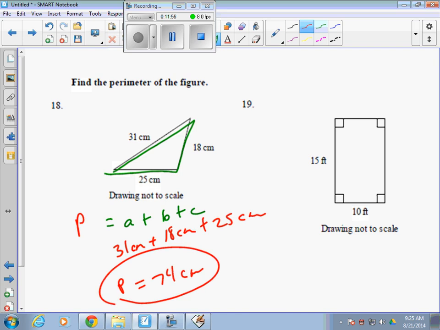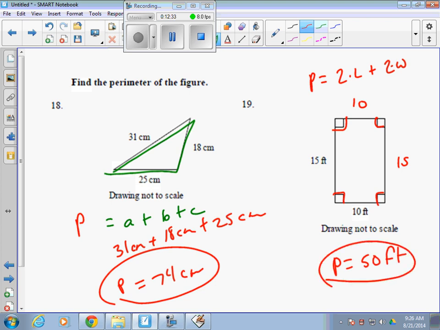Number 19 says 15 feet and 10 feet. The boxes that represent 90-degree angles tell you that the sides across from it are equivalent. So 15 feet and 10 feet respectively. Since they're the same, you could add up. Your perimeter equals 2 times the length plus 2 times the width. Or you could just say 15 plus 10 plus 15 plus 10. When you put the two 15s together, you're going to get 30 feet. When you put the two 10s together, you're going to get 20 feet. 30 and 20 together, your perimeter is 50 feet. Two really simple perimeter problems.